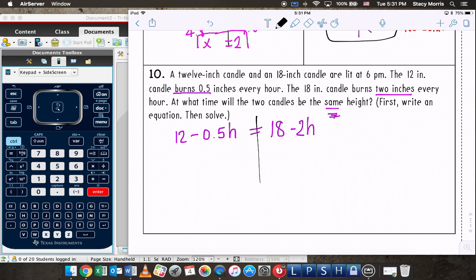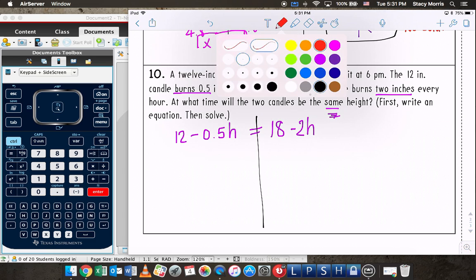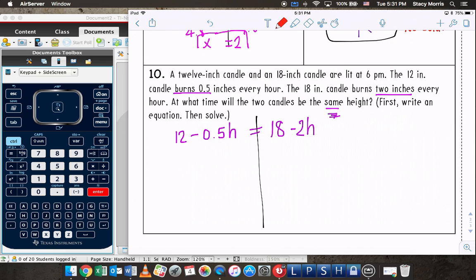All right, I'm going to draw my line through my equal sign. So first step is to distribute. We don't have to distribute. Second step, get all your variables to the same side. You can do this a couple ways. I personally would move this negative 2h to the other side. I said this the other day: I'm better at adding than I am subtracting. So if I can add 2h, I personally would prefer to do that. So I'm going to add 2h here.